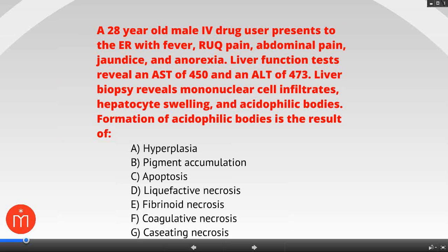In this case, it does help us to take a quick look at the answer choices. In doing so, we see, in fact, terms like apoptosis, necrosis. This tells us that we will be dealing with a general pathology question, and that orients the way we start thinking about this. All right, let's start reading the question together. A 28-year-old male IV drug user presents to the ER with fever, right upper quadrant pain, abdominal pain, jaundice, and anorexia. And we're going to stop there.